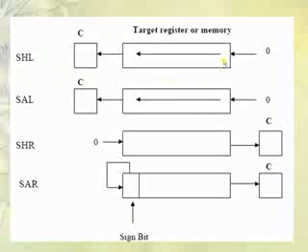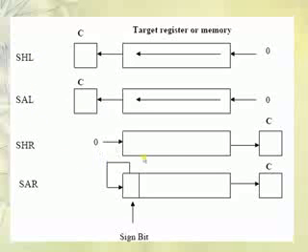Shift left, where the data is appended towards the right side and data is shifted towards the left. The bit which is shifted out from the MSB will be copied into the carry flag. Shift arithmetic right again performs a similar operation to shift left.